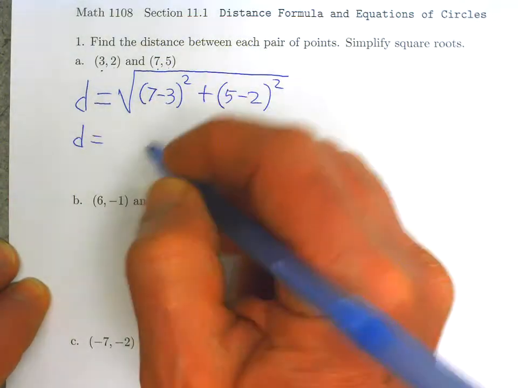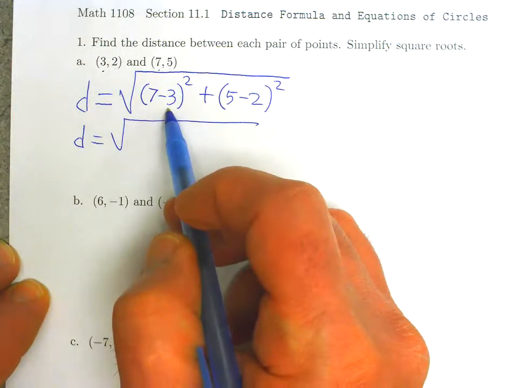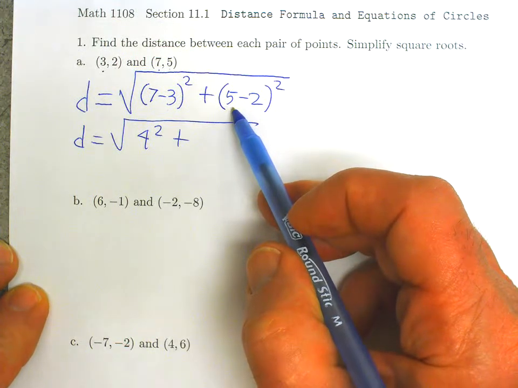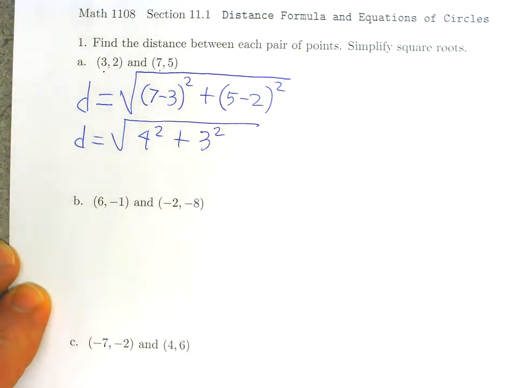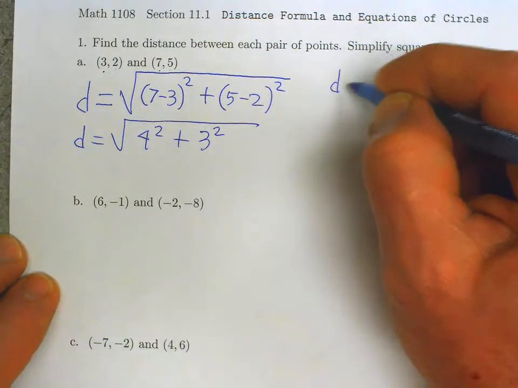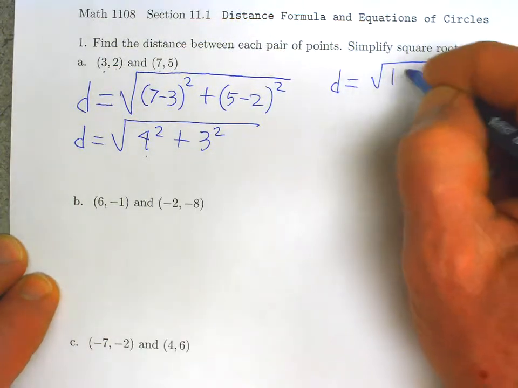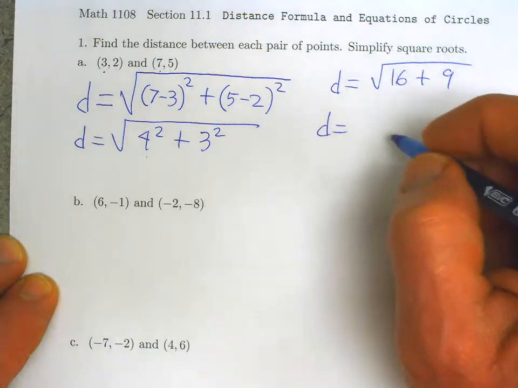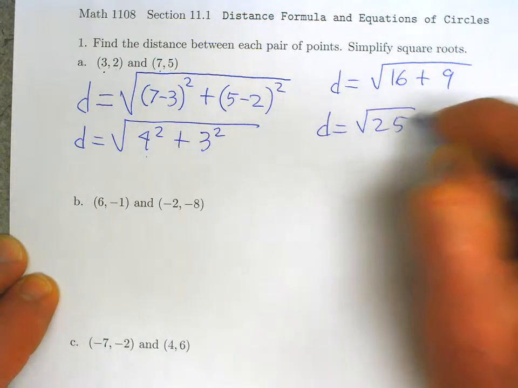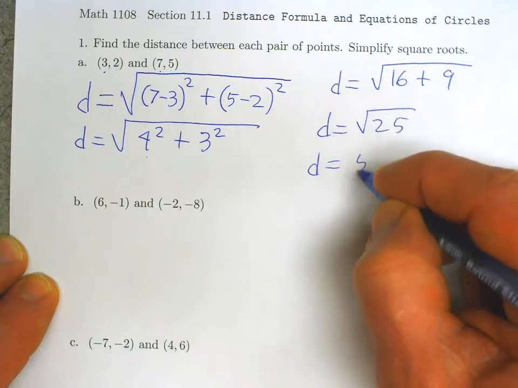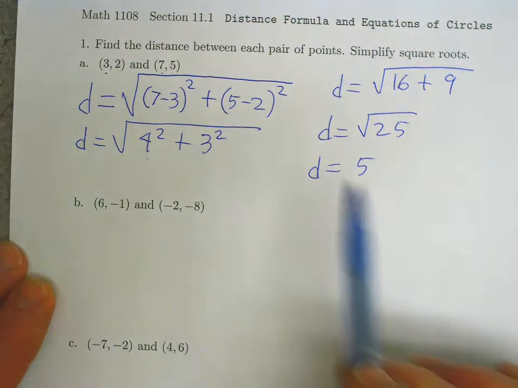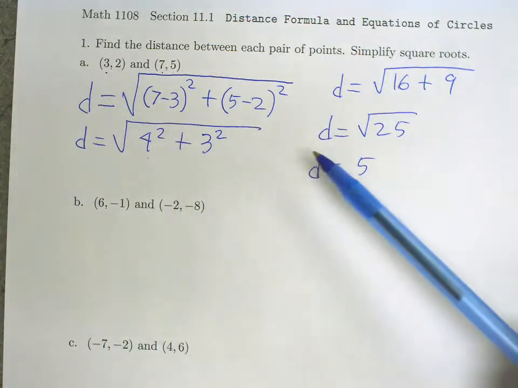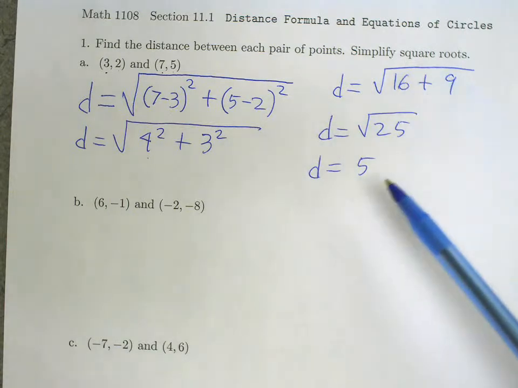Okay, then we'll just do the arithmetic. 7 minus 3 is 4, and then so we have 4 squared, and then plus 3 squared, since 5 minus 2 is 3. 4 squared is 16. 3 squared is 9. And so we get the distance is the positive square root of 25, which is 5. Okay, this is more detail than you have to write, but by all means, if you need to write more detail, then do so.